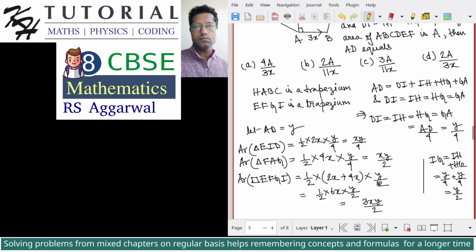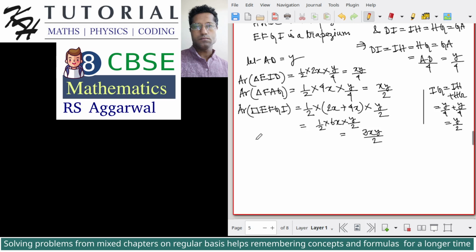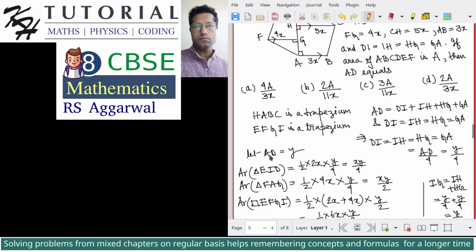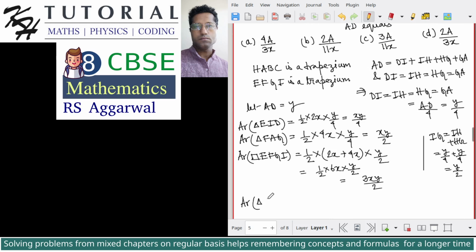3xy by 2. Okay. Now let's find the area of the triangles and the trapezium on the right hand side of the diagonal AD. We have only one triangle and one trapezium. So DHC. What is the area of triangle DHC?